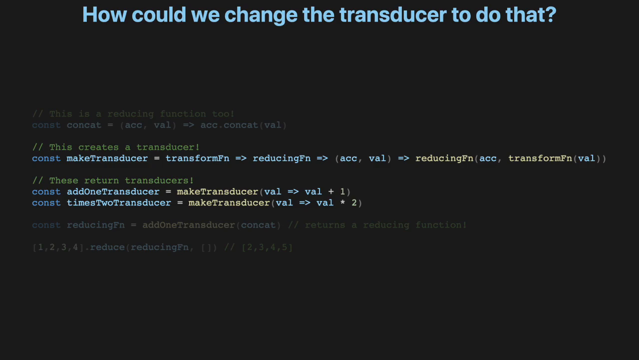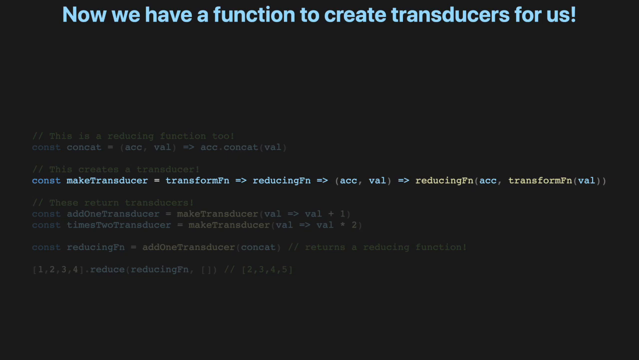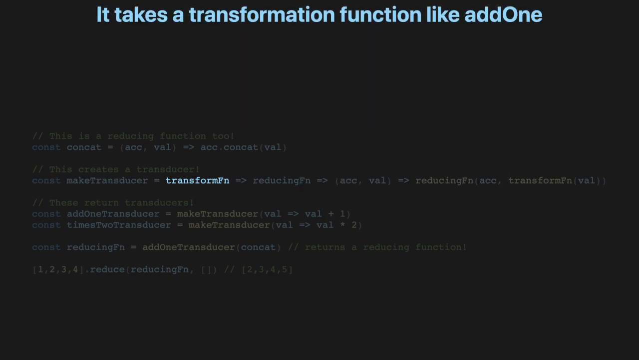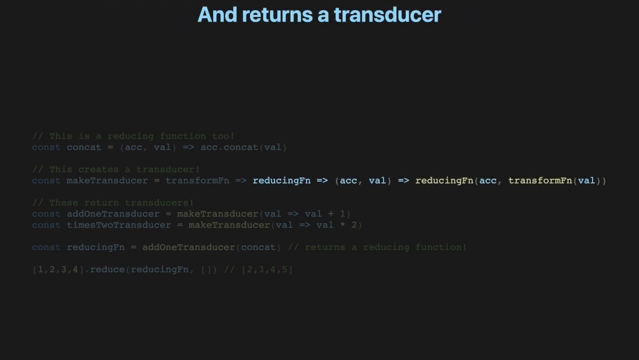Well, here's a solution, and it may remind you of Array.map. Let's go ahead and look at it. So now we have a function to actually create transducers for us, and it's called makeTransducer. It's like a factory for transducers, in the same way that transducers are like a factory for reducing functions. Well, this function is going to be a factory for transducers. If you squint, it kind of looks like Array.map, because we're taking a transformation function like add 1 or multiply by 2, or if you're operating on strings, you could do toUpperCase, whatever you want. And that's going to return a transducer.